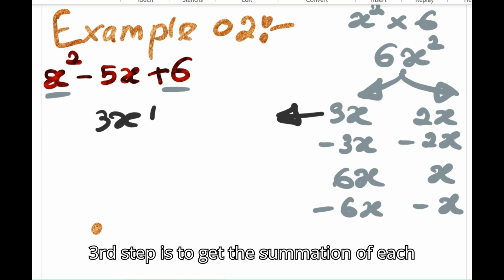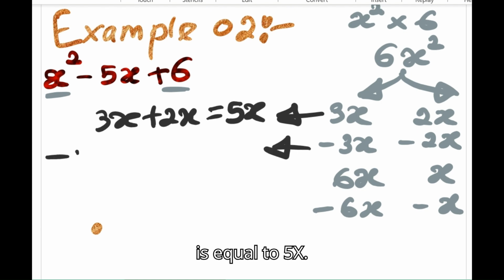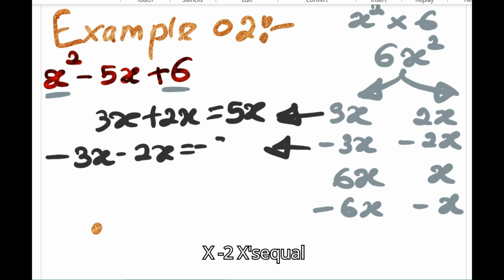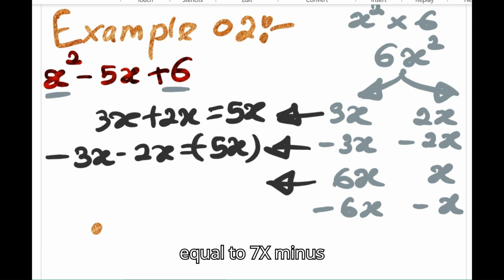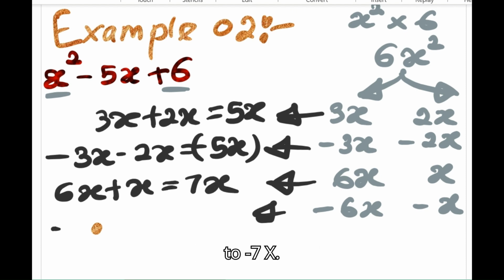Third step is to get the summation of each pair of factors. 3x plus 2x is equal to 5x. Minus 3x minus 2x is equal to minus 5x. 6x plus x is equal to 7x. Minus 6x minus x is equal to minus 7x.